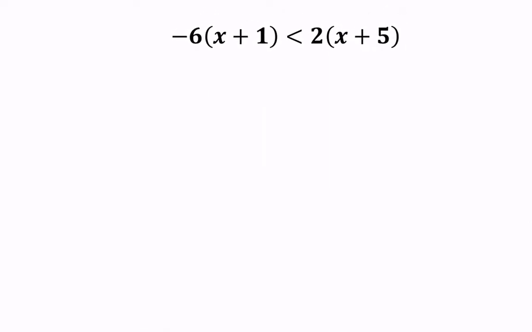Okay, number 5. I'm going to draw my line. And I see parentheses, which means I'm going to distribute, aka multiply. So I'm going to take this negative 6 and multiply it by x. Negative 6 times x is negative 6x. Now I'm going to take that negative 6 and multiply it by 1. Negative 6 times 1 is a negative 6. So I write minus 6.